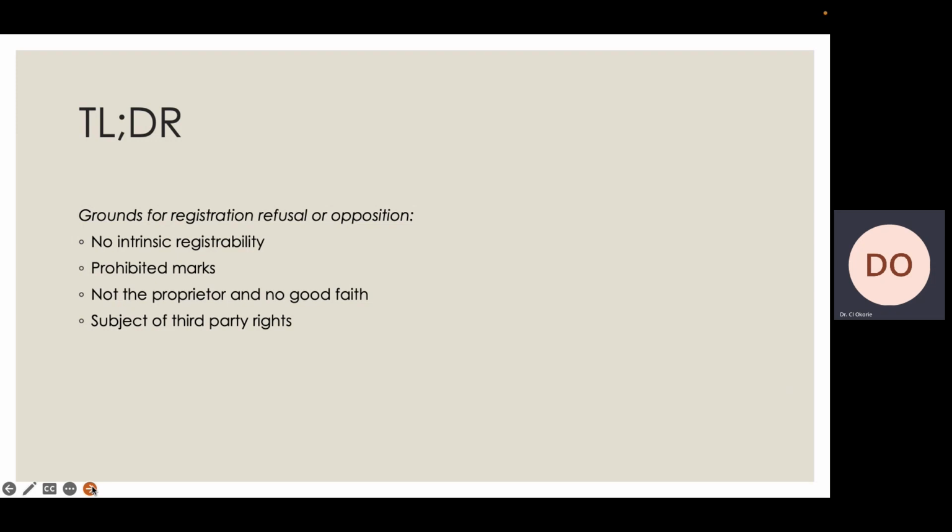Where the registrar refuses the registration, if you're going to appeal that refusal, you are going to rely on the fact that those grounds that the registrar relied on, or that were successfully relied upon by the opposition, do not actually fall within any of these categories that we've mentioned, and so your registration should have been allowed. But there you have it, the grounds for registration refusal or opposition.